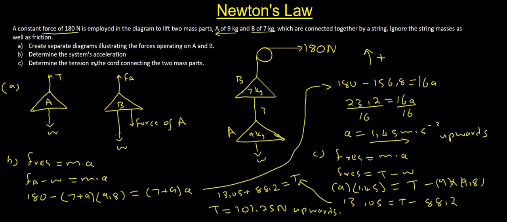Question number C said determine the tension in the cord connecting the two mass parts. So when we need the tension between the two, we just look at diagram A. We know that the forces acting here are tension and the weight of 9 kg. Then we said the resultant force, our forces acting on A, is MA. The resultant force will be tension minus weight. Then we substitute the mass multiplied by the acceleration equals tension minus weight. Then we did the calculation. Our tension was 101,25 upwards.